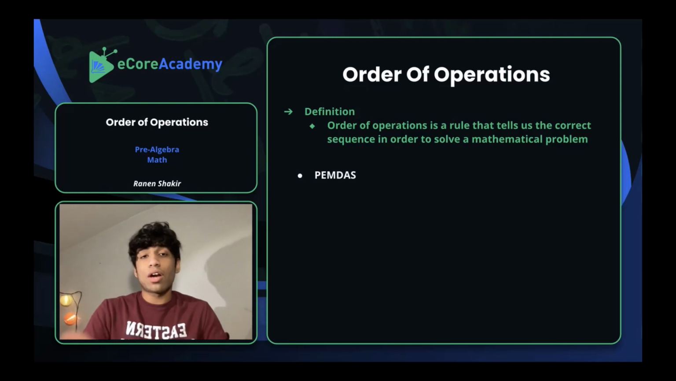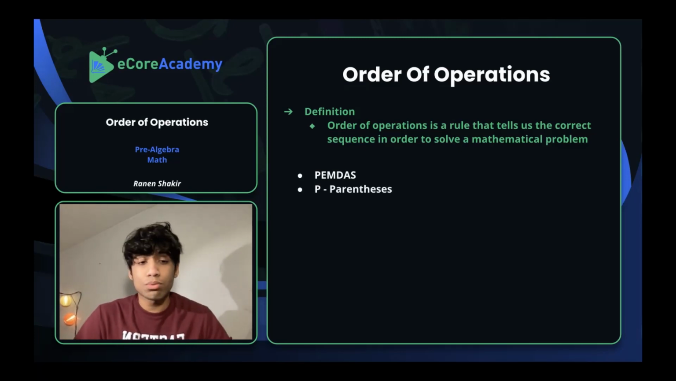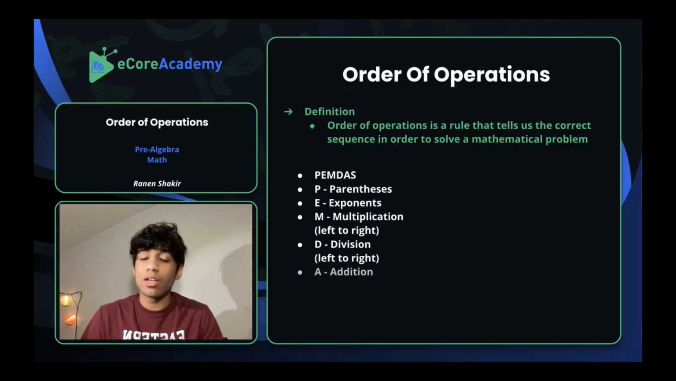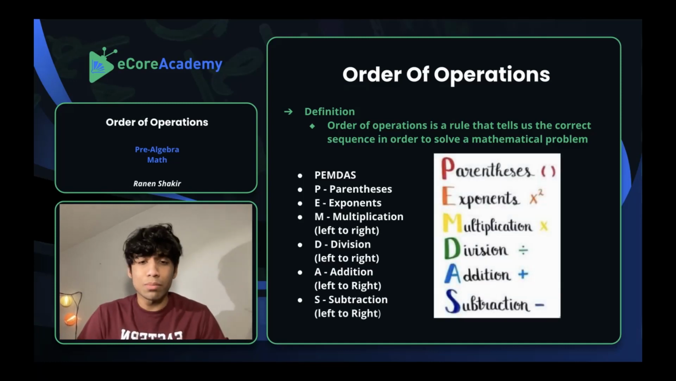So the acronym we use to remember order of operations is PEMDAS. You might have seen this before. If not, this is PEMDAS. I'll explain it to you. So the P stands for parentheses, the E stands for exponents, the M stands for multiplication from left to right, the D stands for division left to right, A stands for addition left to right, and S stands for subtraction left to right. So what does this all mean?